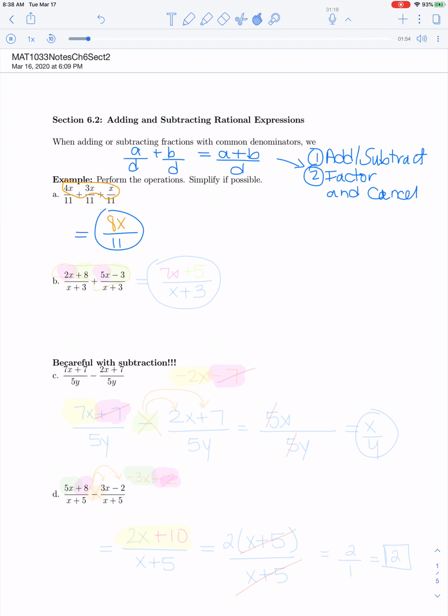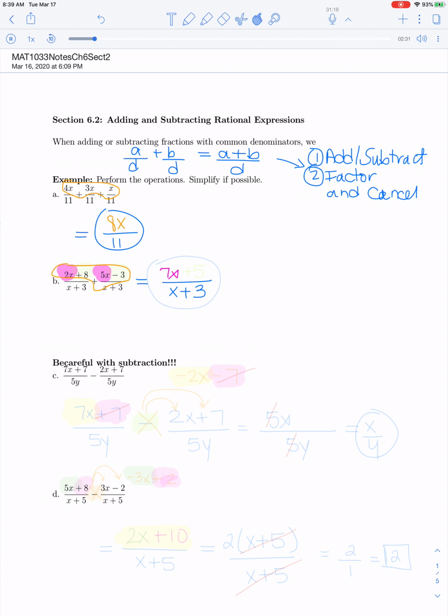Moving along to B. Notice the denominator is the same. It may look a little bit complicated, but it is a common denominator. So the denominator of x plus 3 will stay the same because it's a common denominator. And then we can just add our numerators as we did in the last one. Remember, though, that adding and subtracting terms means we can only combine like terms. So on this one, we have a 2x and a 5x that can be added to give us 7x.